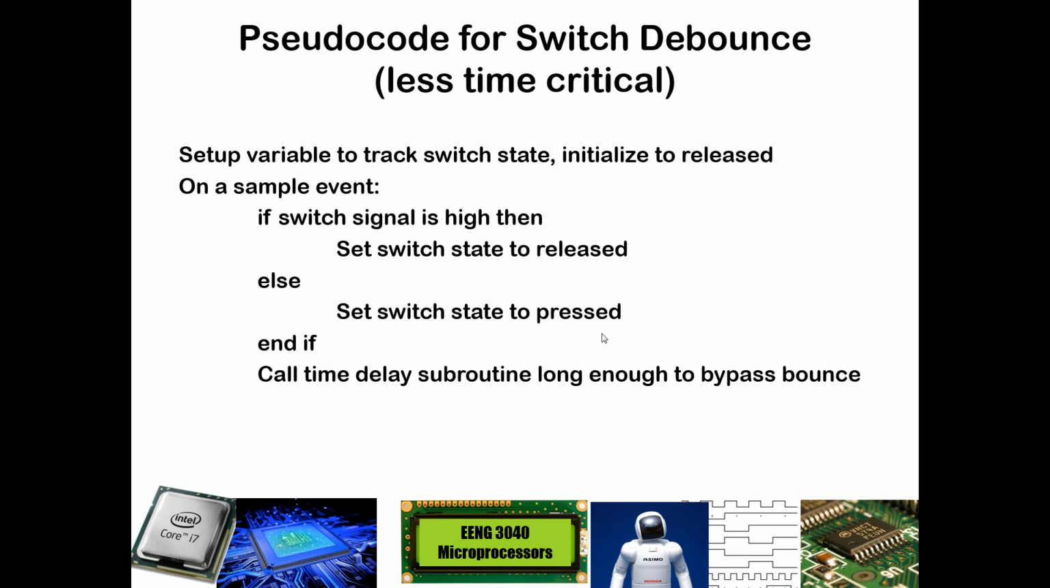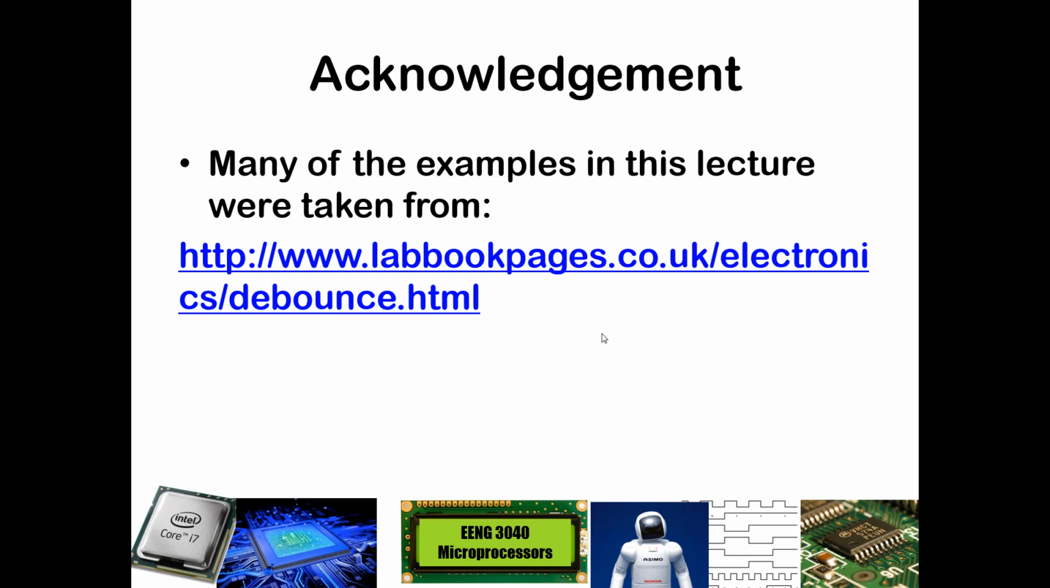If something is less time critical, what we can do is just effectively set up a delay. If the switch signal is high, we're going to set the switch state to released, otherwise set it to pressed, and call a time delay long enough to bypass the bounce. Just check it once more and see if it's consistent, and if it is, then we can be confident and set it. So instead of doing it 10 times really quickly, we can just have a longer delay in there and be consistent. That's the major difference between what's happening here and what would happen in the more time critical case.